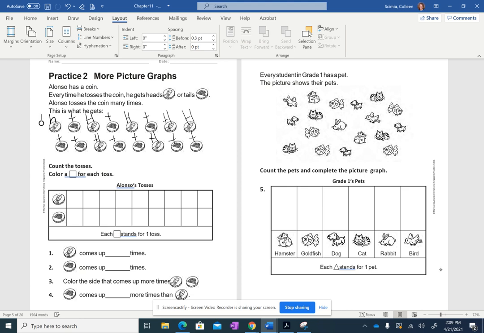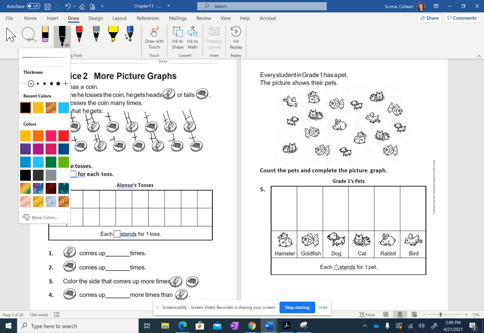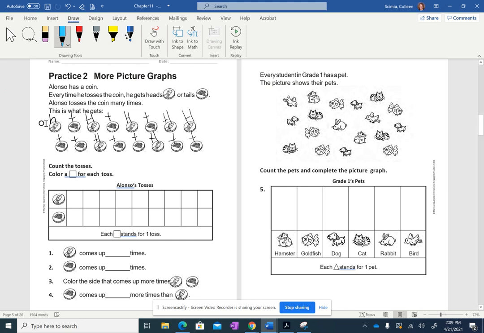So now count all the tosses, color a box for each toss. So let's take a look. I need to get a thicker one. I'll work with blue. Okay, so let's count how many heads he did. 1, 2, 3, 4, 5, 6, 7. So we've got to color 7 boxes.